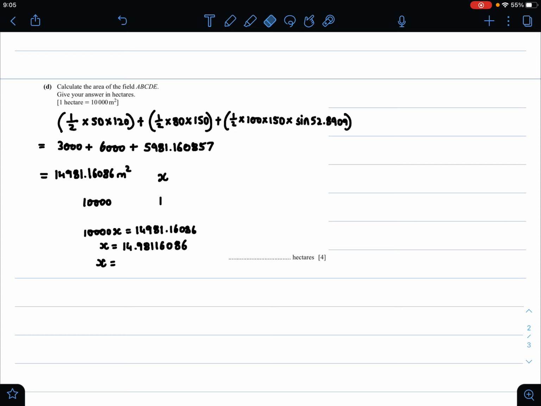So it will be 1.4, not 14. So 1.4. Therefore, your final answer for part D would be 1.5 hectares. And this is because the fourth significant figure in this case, which is 8, will round off the third significant figure, which is 9. So 1 will get carried forward. Therefore, 1.5 hectares will be our final answer for part D of this question.